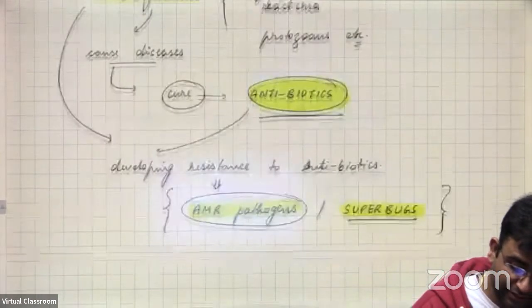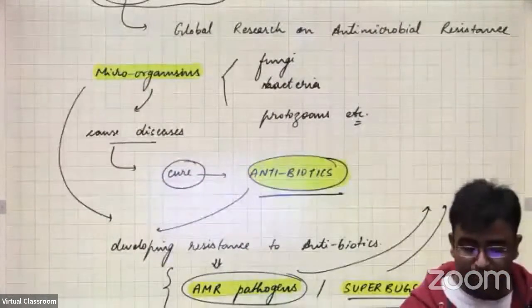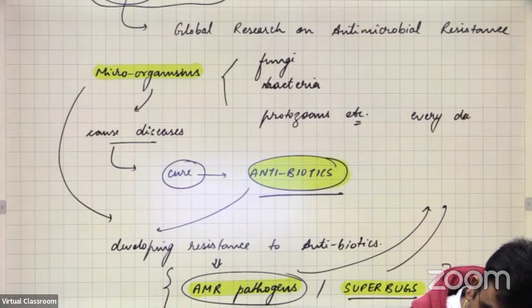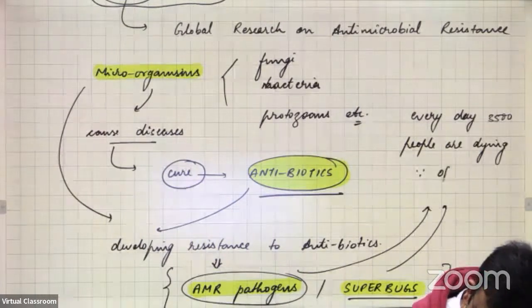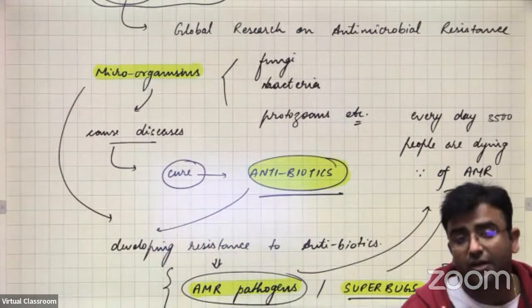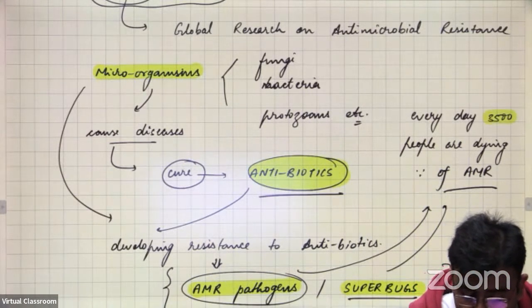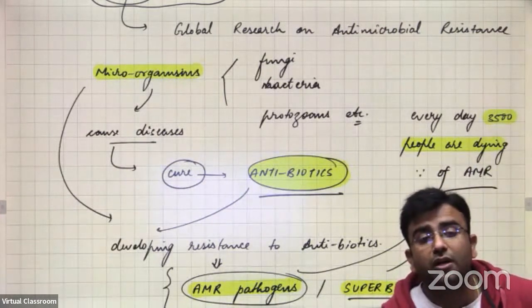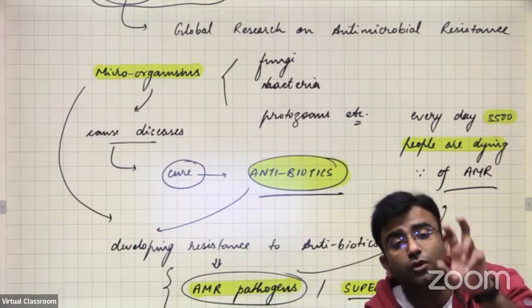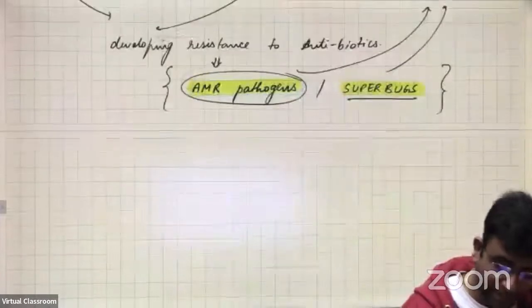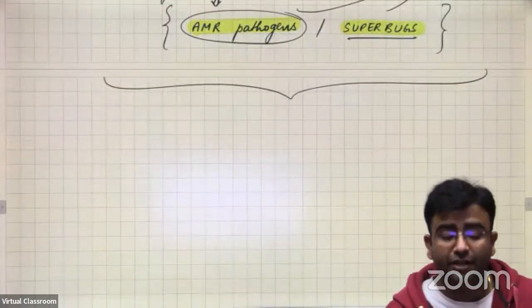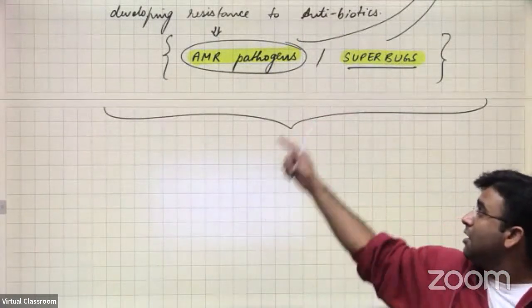Now it is seen that these superbugs, or antimicrobial resistant pathogens, are causing 3,500 people to die worldwide every day. So it is pointed out that every day 3,500 people are dying because of antimicrobial resistant bacteria, fungi, or other microorganisms. So this is a very significant problem, and the World Health Organization has said that antimicrobial resistance is one of the top 10 global health threats that humanity is facing because of its silent killing. 3,500 people dying every day because of infection by antimicrobial resistant bacteria, pathogens, or superbugs.